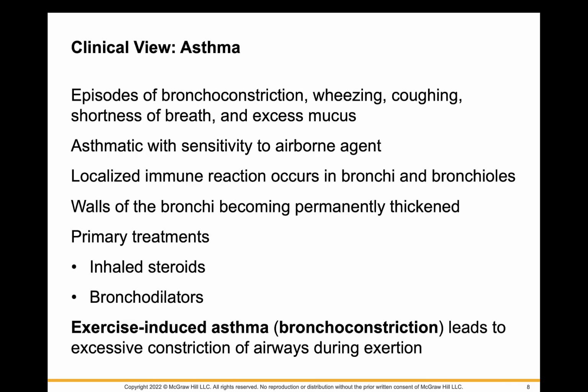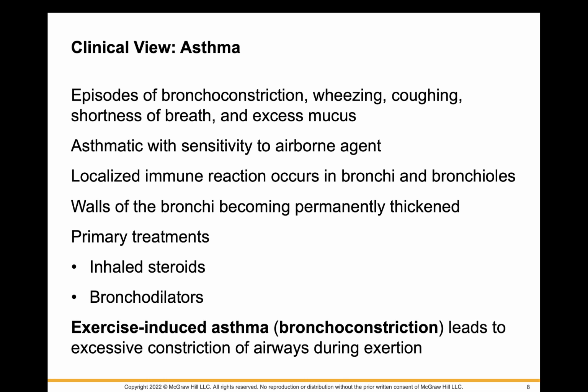Now, if we look at asthma, this is a condition which results in episodes of bronchoconstriction accompanied by wheezing, coughing, shortness of breath, and excess mucus production. There are asthmatics that have more sensitivity to airborne agents. We can also look at this as a localized immune reaction occurring in bronchi and bronchioles. Once again, the walls of the bronchi become permanently thickened. The primary treatments for someone that has asthma will be inhaled steroids and bronchodilators.